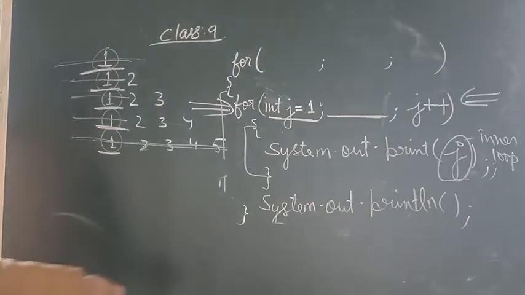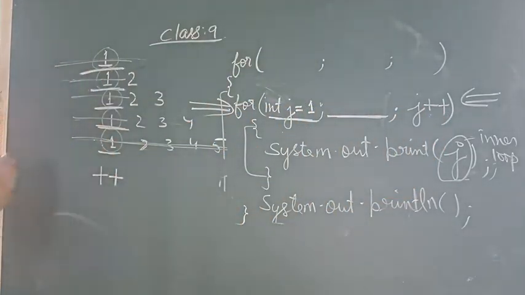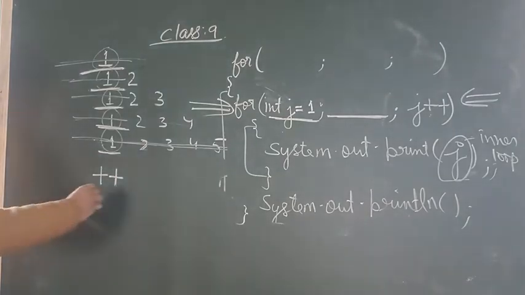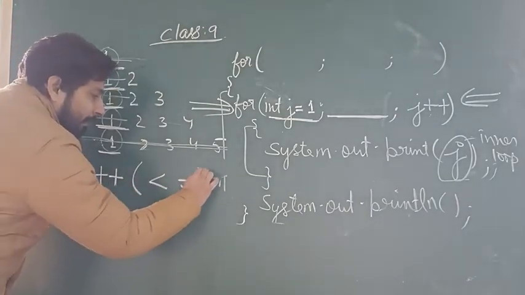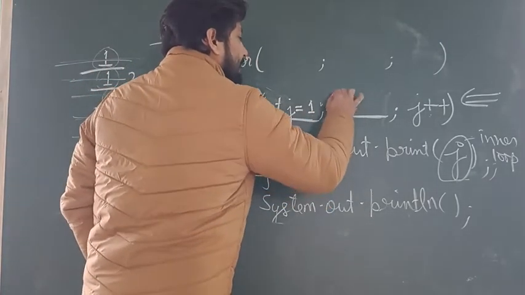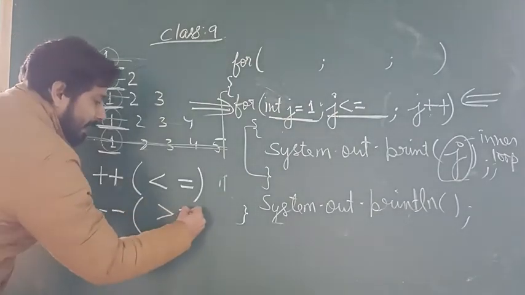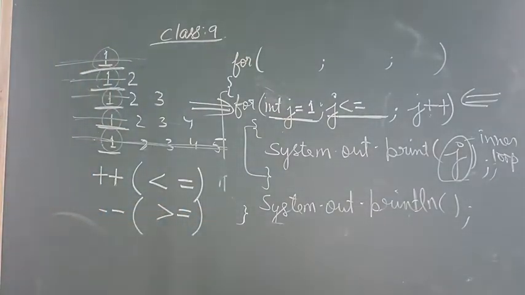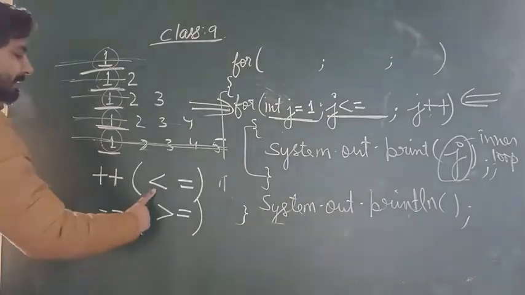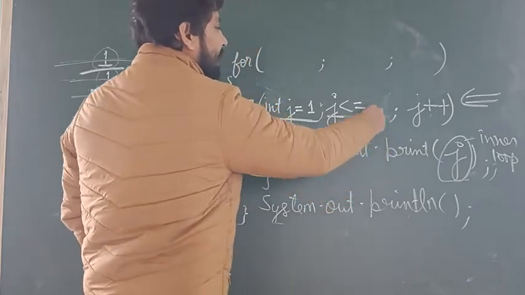Now next is the plus plus. Remember, when we have plus plus, then this symbol will come, that is less than or equals to. So j should be less than or equals to, and if it is minus minus, then it is greater than or equals to. But here it is plus plus, so j should be less than or equals to. Now which variable is it less than or equals to?